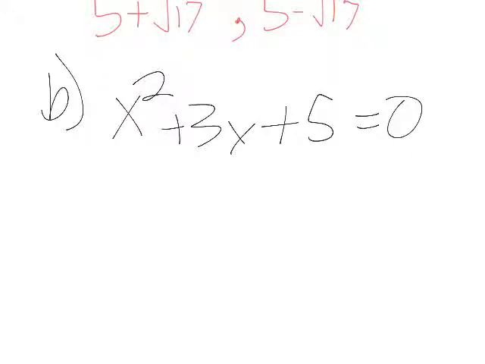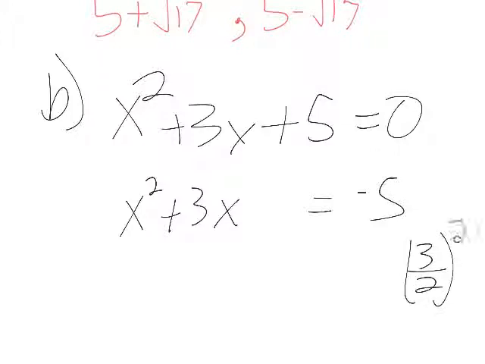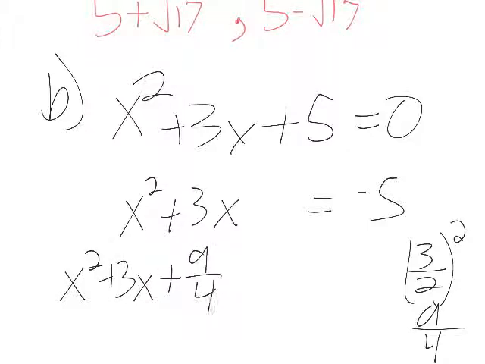we don't have an a to divide through by, but we do have a constant to move. So x squared plus 3x is equal to -5. Take half the coefficient on x and square it. That's going to give you 9/4. So I've got x squared plus 3x plus 9/4. And knowing that little factoring formula for the perfect square trinomials will come in real handy right there, and I'll show you how in a minute.